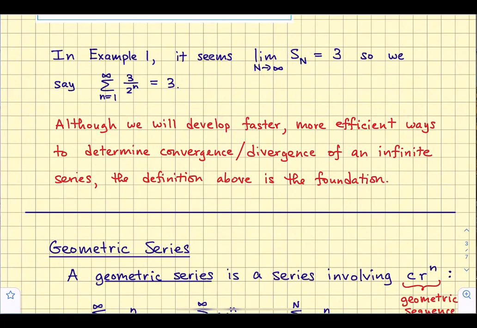So it seems like in example 1 above that the limit of the partial sums, S sub n, was 3. That's not a proof. We'll be able to verify this a little bit later. And so we would say that the sum of the infinite series, 3 over 2 to the n, is 3.